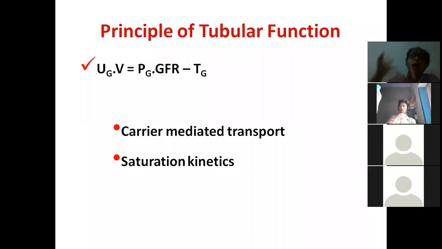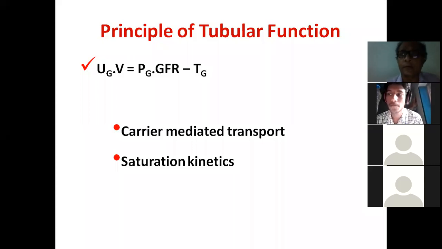If you go on increasing the amount of glucose in the tubular lumen, or if you go on increasing the filtered load of glucose, suppose plasma glucose level is gradually increased, what will happen? PG will increase, so PG times GFR will increase, the filtered load of glucose will increase. When this filtered load of glucose increases, the transport of glucose, that means reabsorption of glucose from the tubular lumen, will also increase. But it will not increase indefinitely.